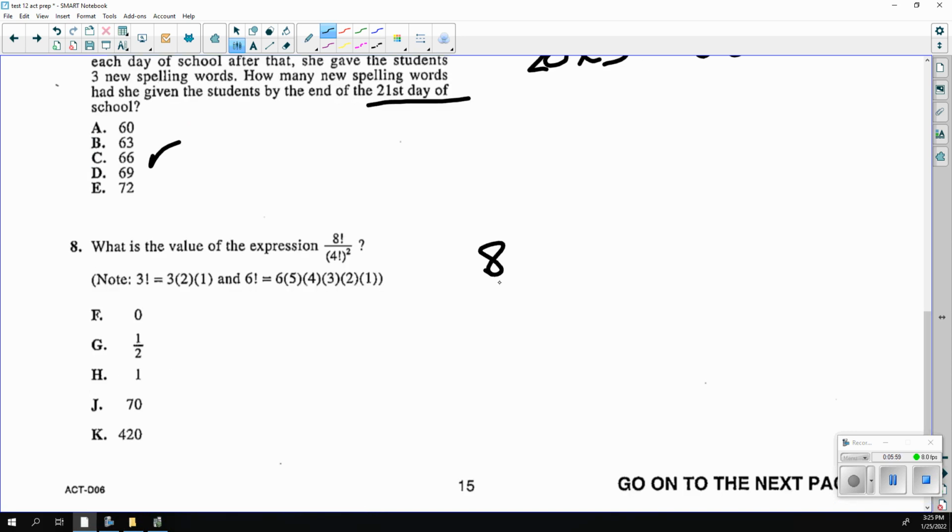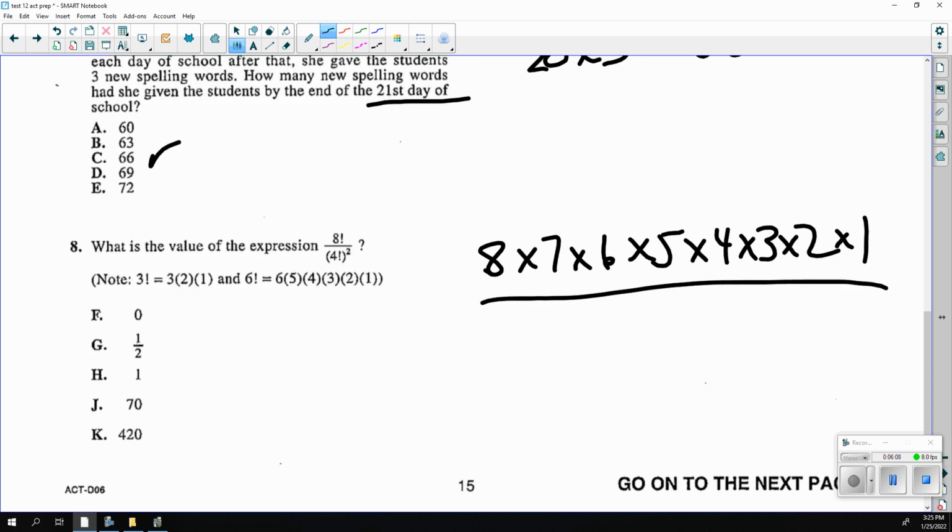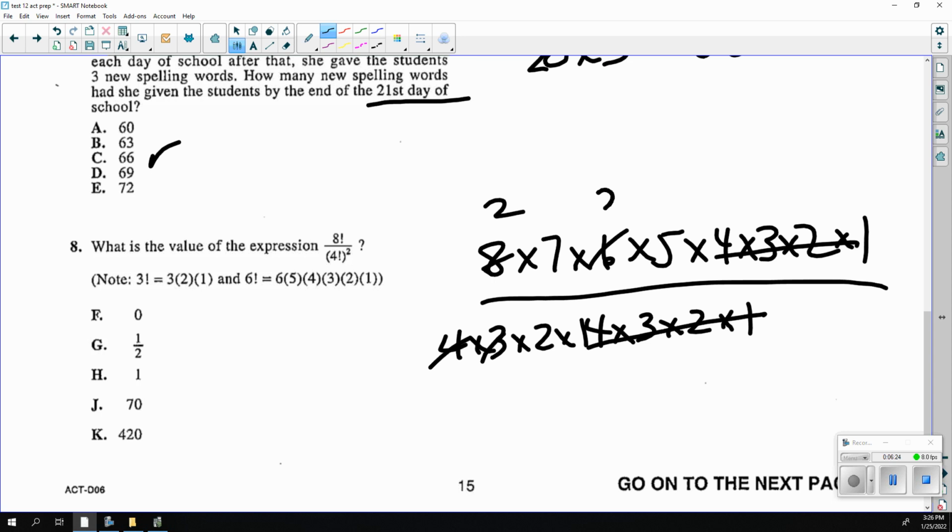8 factorial is 8 times 7 times 6 times 5 times 4 times 3 times 2 times 1. And 4 factorial is that squared. So you would get rid of these and then have this. So you could do it all like that. 4 into 8 is 2. 3 into 6 is 2. 2 into 2 is 1. And there goes your answer. 7 times 2 times 5 by canceling. And you would get 70 for the correct answer.